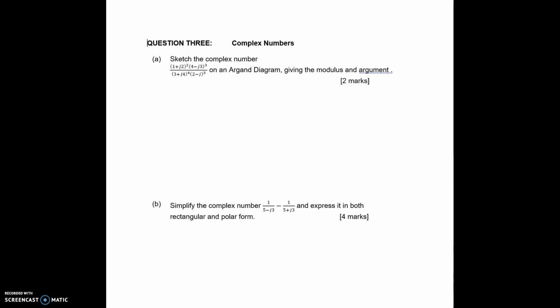Hi there, this is Penelope, and this is an excerpt from the MG5004 2016 Trimester 2 exam. We're looking at questions 3 and 4. Question 3 is on complex numbers.